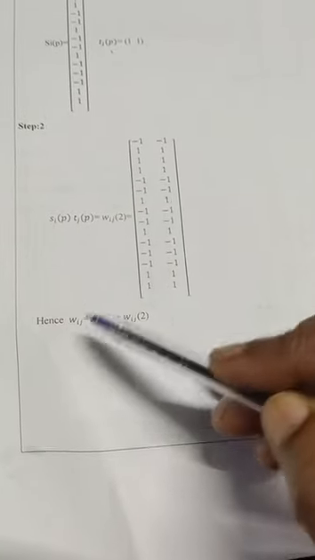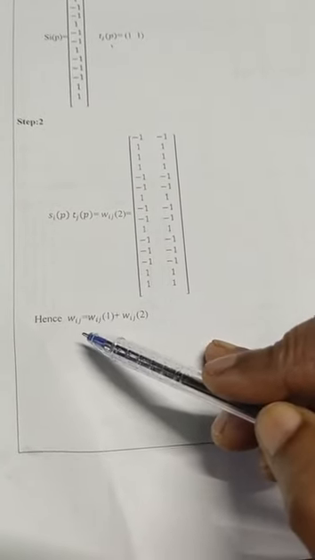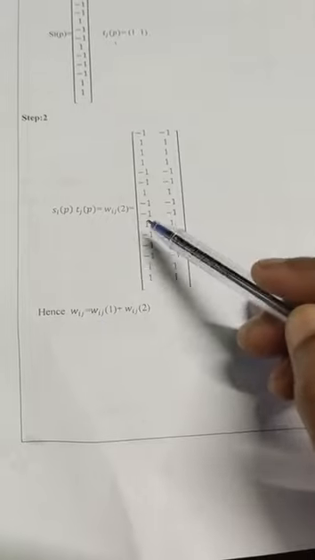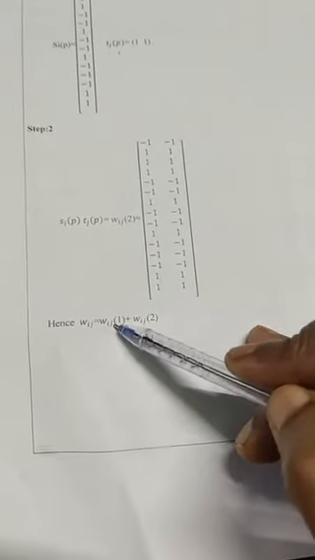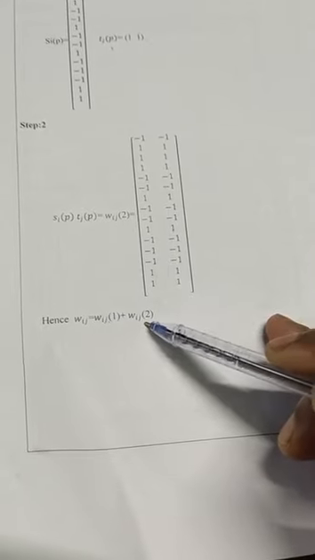Now the final weight matrix is obtained by adding the weight matrices for each character. So this is the weight matrix for the character A, and this is the weight matrix for the character C.